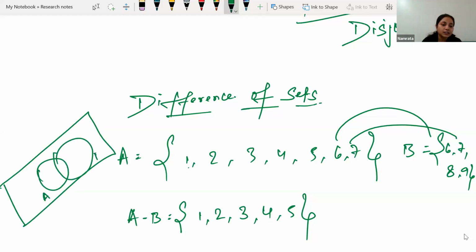Let's say this one is set A, this one is set B. So only the elements of A. The common part also we will not be taking, and B definitely we are not going to take.